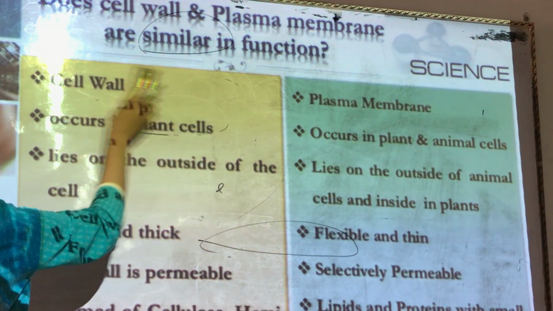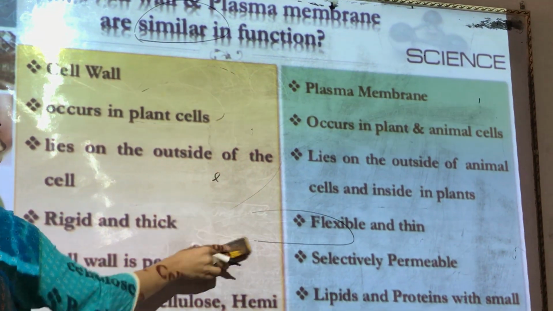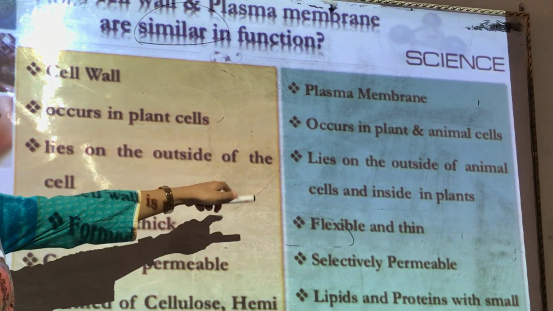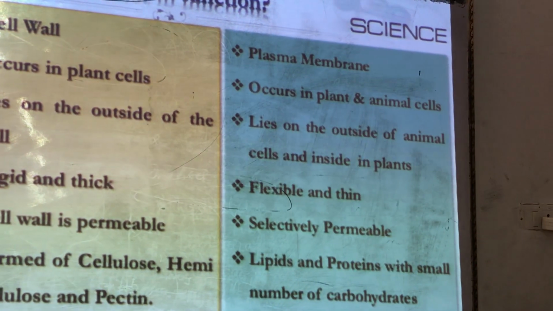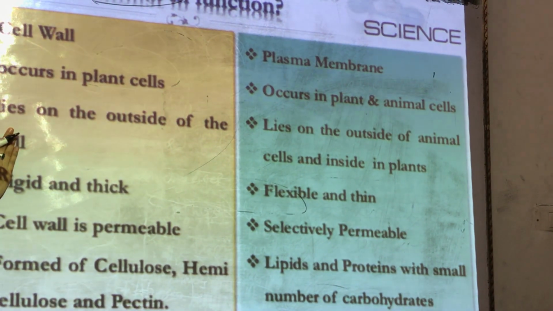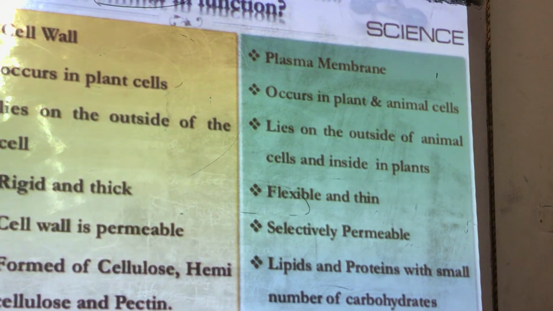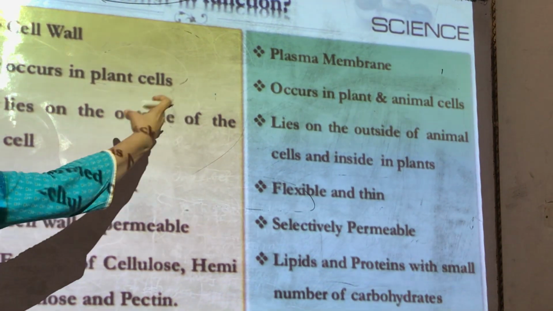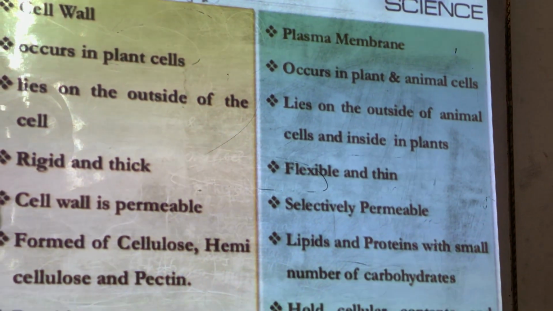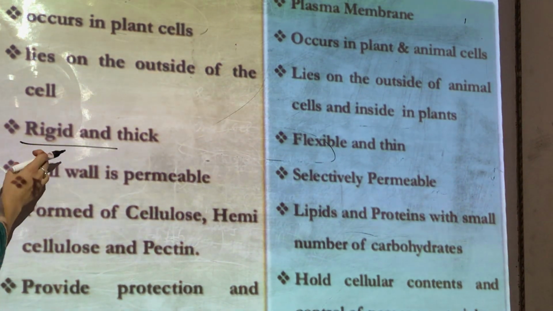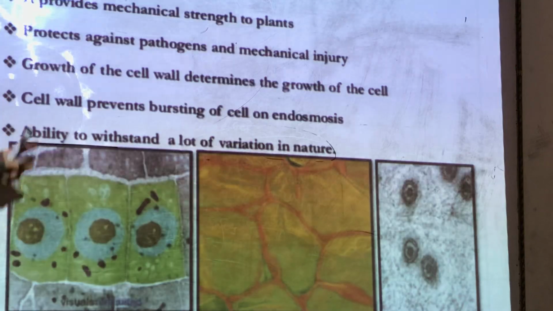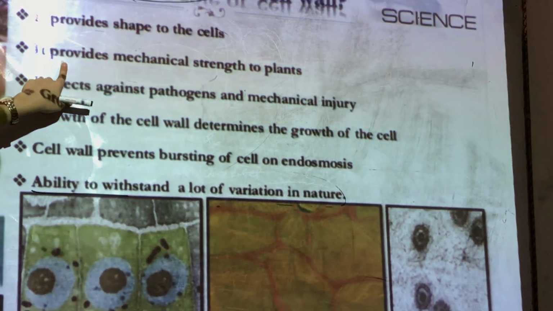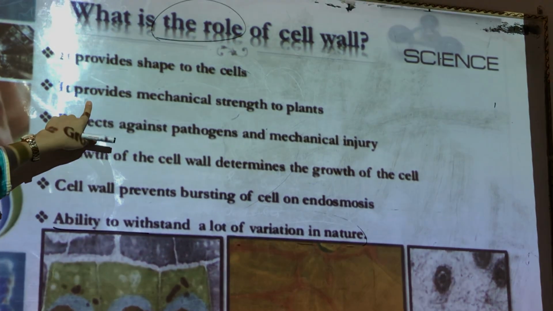Next is where it lies. The cell wall lies on the outside of the cell. The plasma membrane lies on the outside of an animal cell and inside in a plant cell. See, in plants, the cell wall is outside the cell, whereas the plasma membrane is inside the cell wall. The cell wall is very rigid and thick. That's why it can provide mechanical support, because it provides the shape to the cell. It provides mechanical strength to the cell. So that is why it is very rigid.